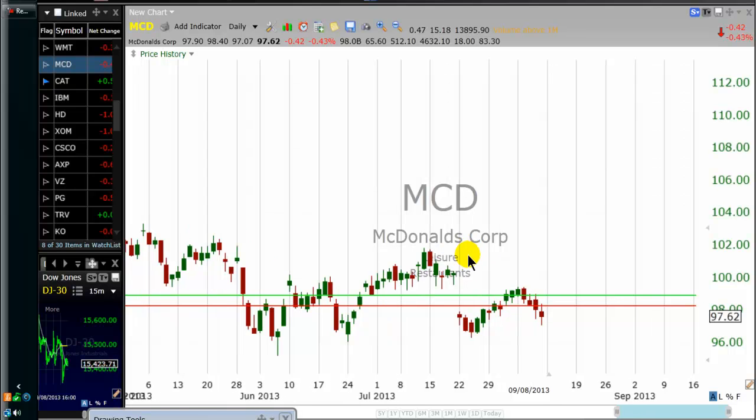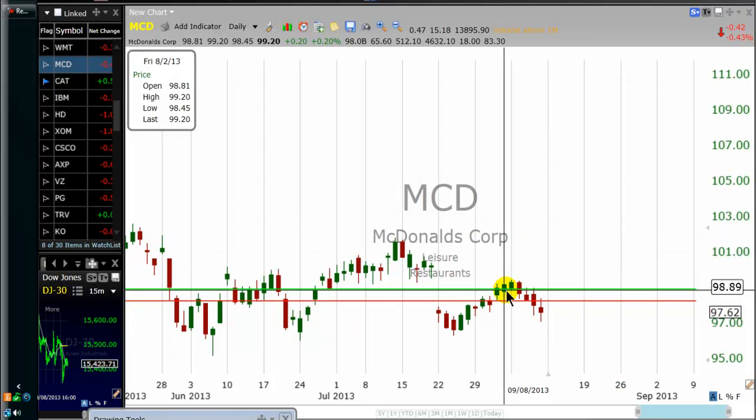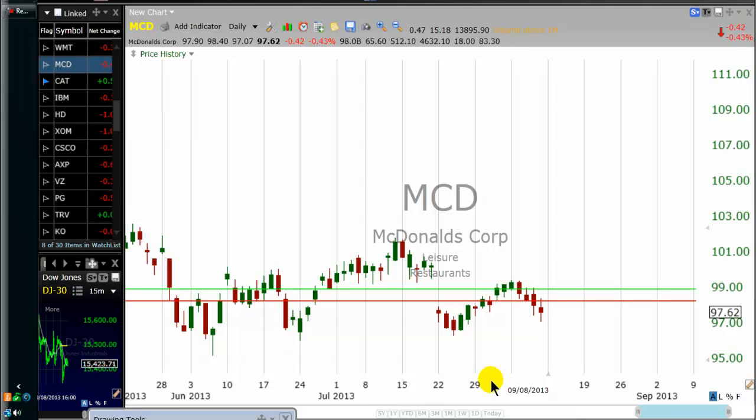All right. Okay, so the short-term equilibrium price level that professionals are watching for McDonald's is at 9896. Do not forget these two equilibrium price levels for McDonald's. If you are trading McDonald's, this is the first market leader.